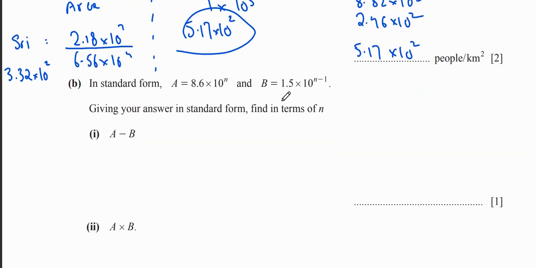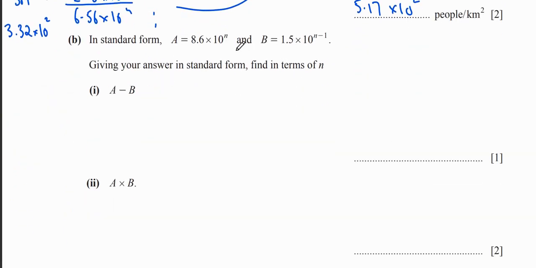Now in the next question it says, in standard form, you have been given the value of A and the value of B. Giving your answer in standard form, find in terms of N, A minus B. So for this question, the value of A is given. We will write 8.6 multiplied by 10 raised to power N. Alright, subtract it from B, which is 1.5 multiplied by 10 raised to power N minus 1.